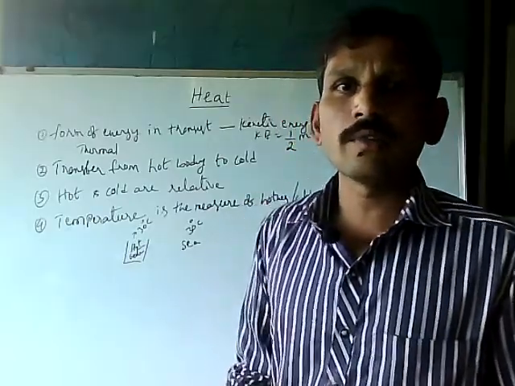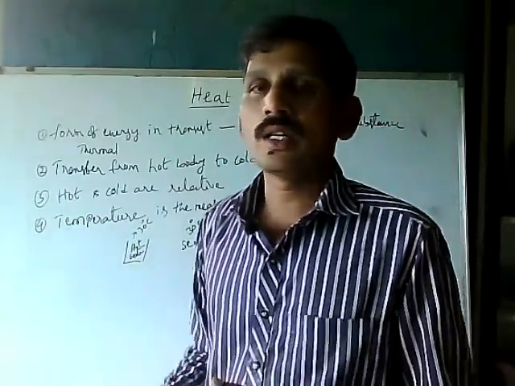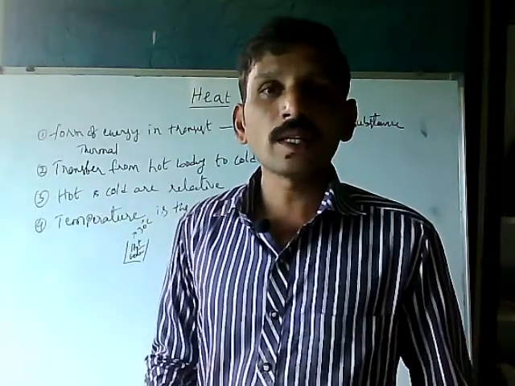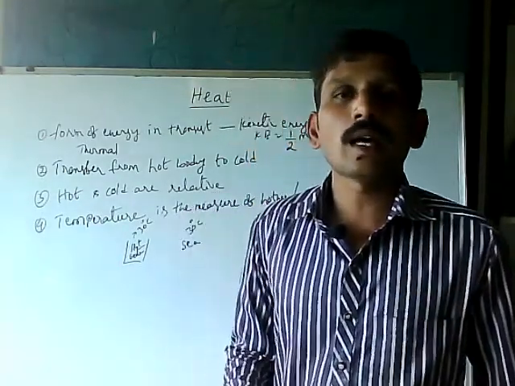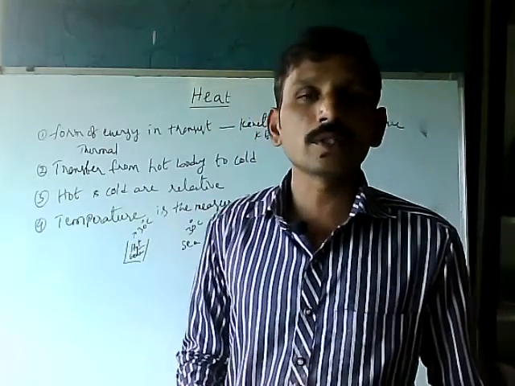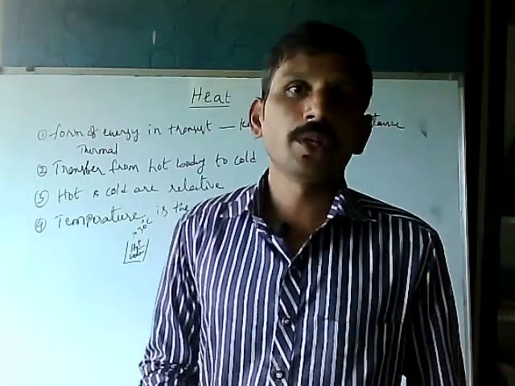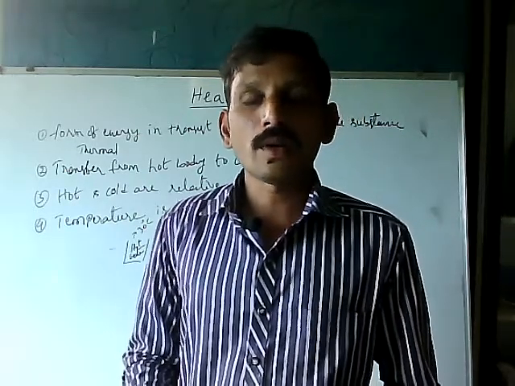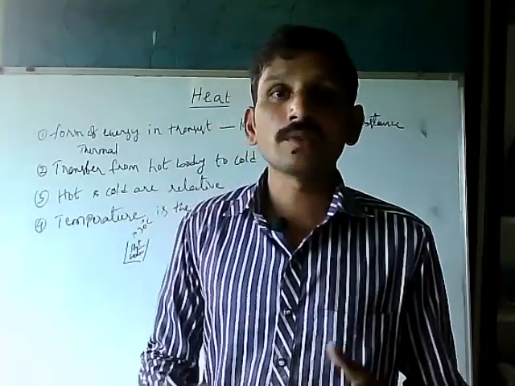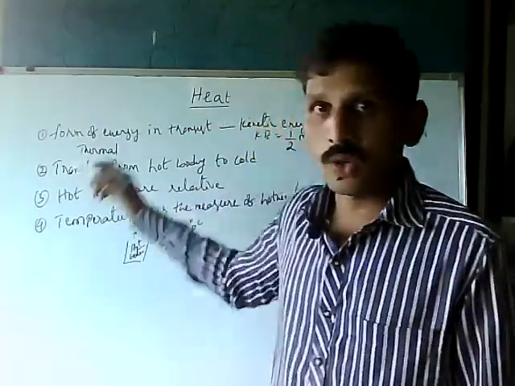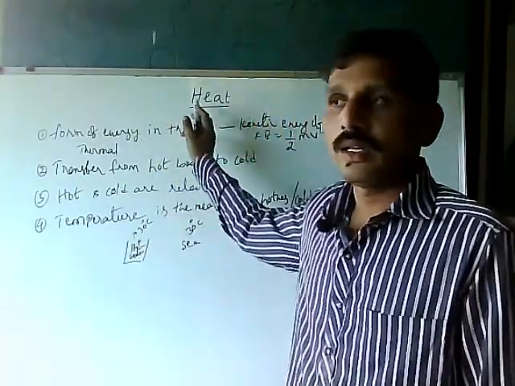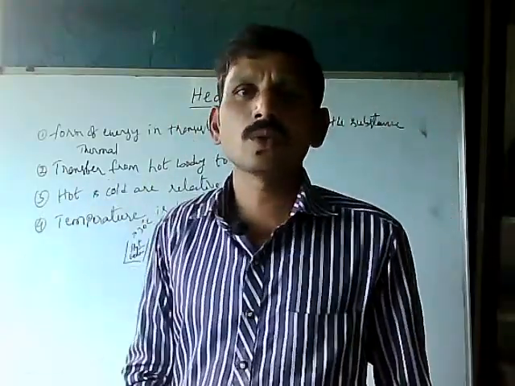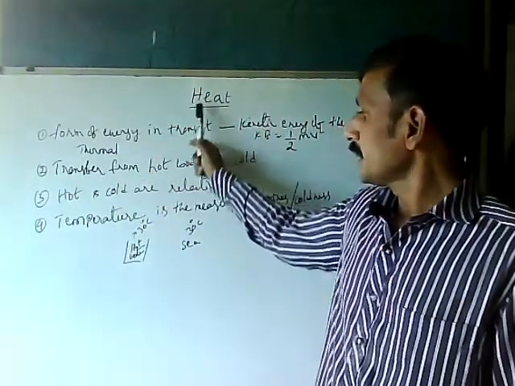So conventionally, we can say that the degree of hotness or coldness is called temperature. But scientifically, the average kinetic energy of the system is known as temperature. In the case of heat, we can say that heat is the total amount of energy of the substance. It is the total energy, whereas temperature is the average energy.